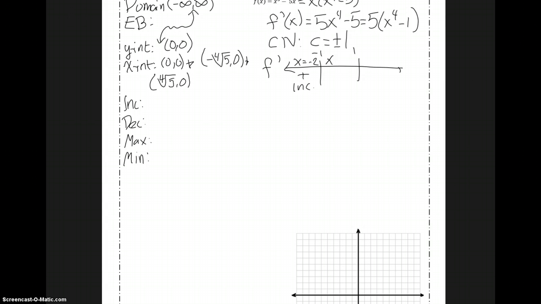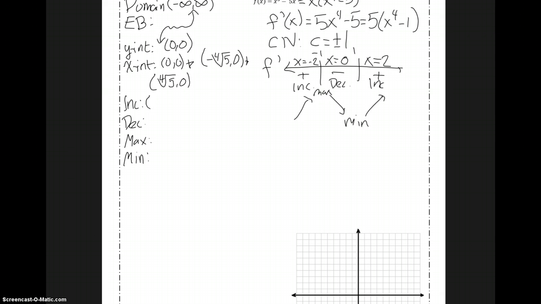My next interval, let's try 0. If I plug 0 into my derivative, I will get a negative number, which means my function is decreasing. And then my last interval, let's try x equals 2. I plug that in, I get positive, which means my function is increasing. So we go from increase to decrease to increase. That means we will have a max at -1, and a min at +1.